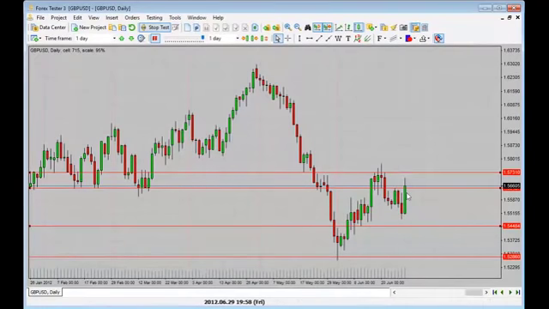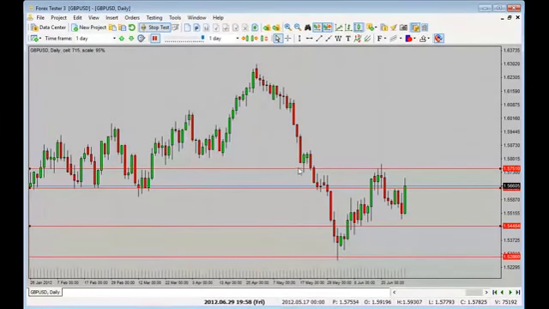So now we have a bullish candle close. And what are we looking for now? Any guesses?